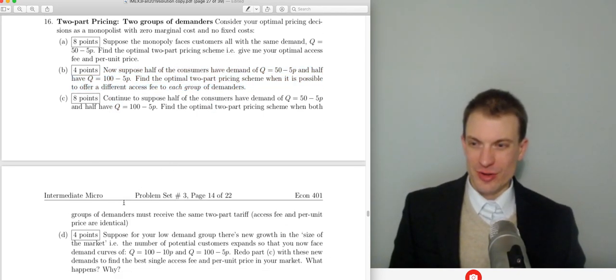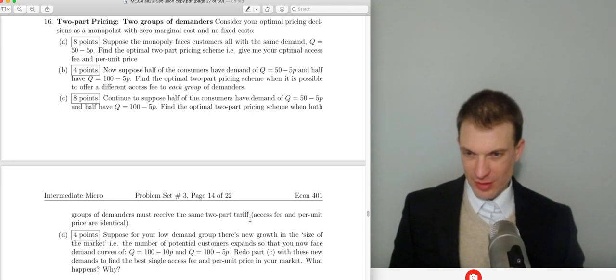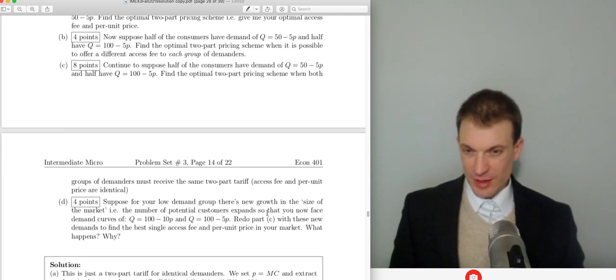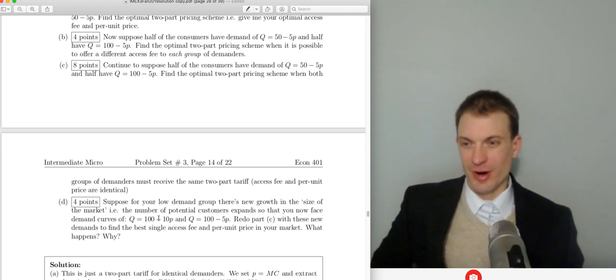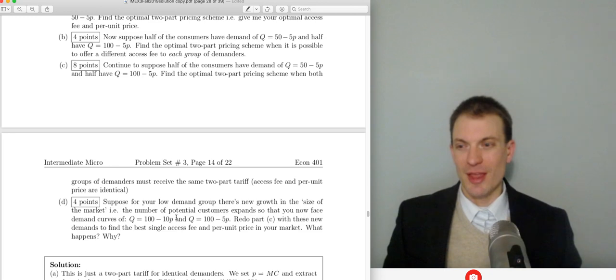Here is where they have to have the same two-part tariff. And then here I had a demand. Suppose your low demanders, there's new growth in size of the market. So the number of potential customers expands. So you now face these demand curves. Redo part C with these new demanders to find the single best access fee. What happens? Why? That's clever.